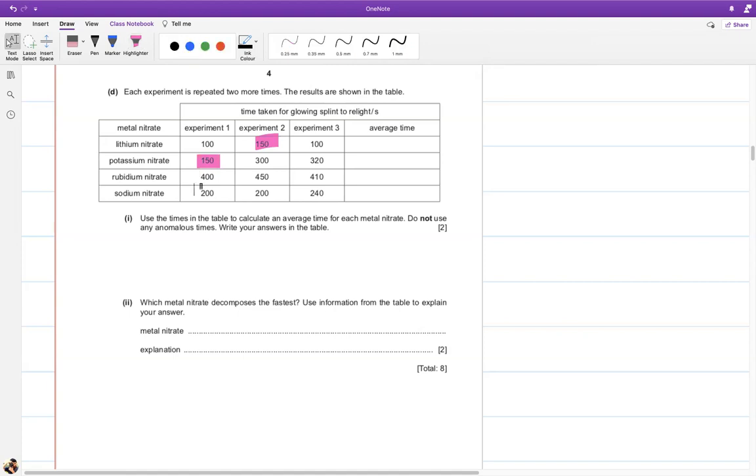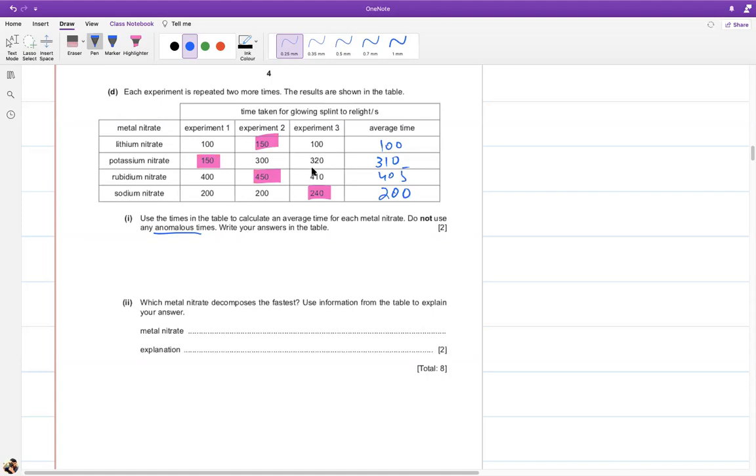So you basically make sure that any anomalous value that you have here, this will be the anomalous value, this will be the anomalous value. You don't involve that. So 100 and 100 averages 100, 300 and 320 averages 310, 400 and 410 averages 405, and 200 and 200 averages 200. Okay, ये देखें उसने बोला है कि anomalous values नहीं ले. So anomalous values are basically the values that are abnormal, that don't follow the pattern.